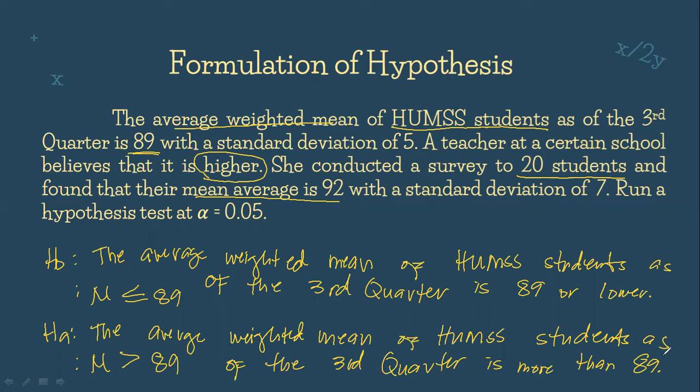Opo. So, for our null hypothesis, the average weighted mean of UM students as of the third quarter is 89 to indicate our equal sign in our symbolic notation. Or lower, para naman po dito sa less than sign. Dito naman po, more than 89 kapag greater than. So, I hope my dear students, clear na po to sa inyo. So, let's proceed to our next example.